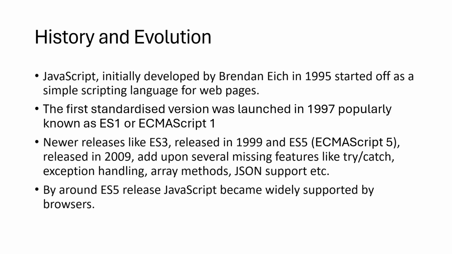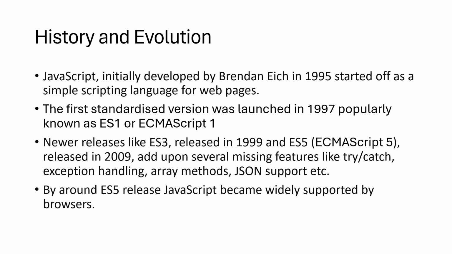First, let us see the evolution of JavaScript across the years. JavaScript, initially developed by Brendan Eich in 1995, started off as a simple scripting language for web pages. It was primarily used for implementing simple form validations and interactions on web pages. The first standardized version of JavaScript was launched in 1997 and was popularly known as ES1 or ECMAScript 1.